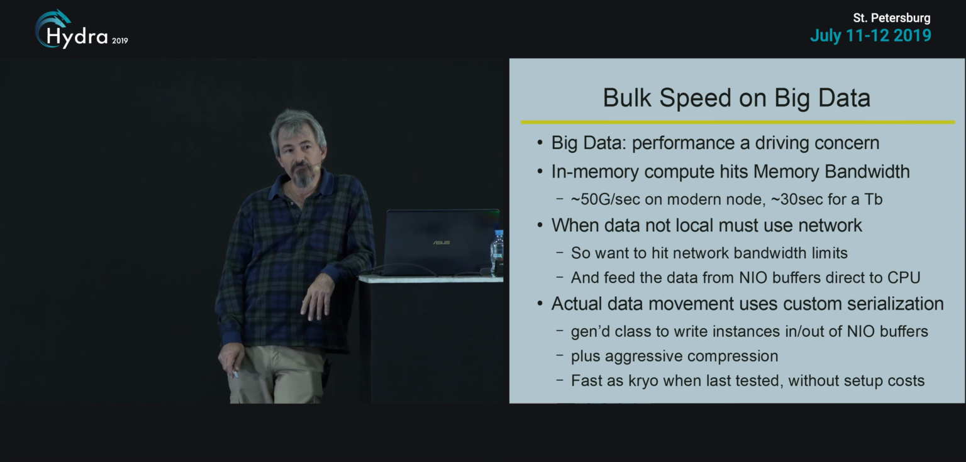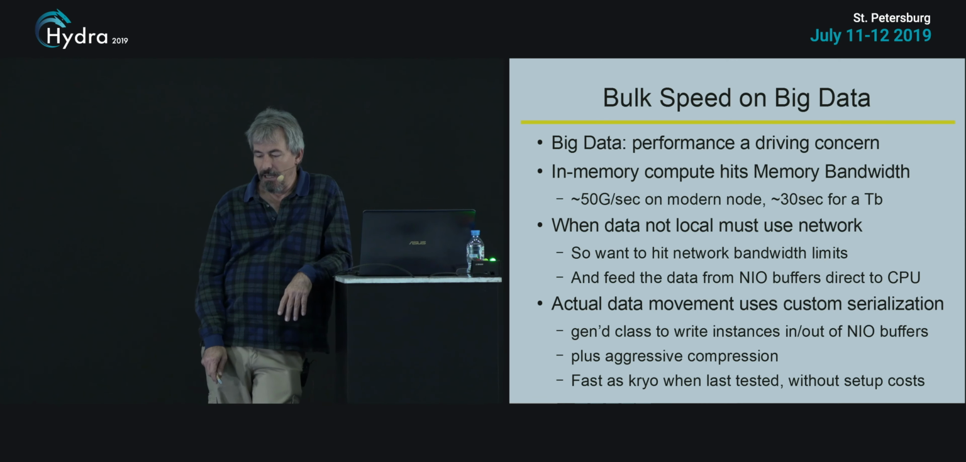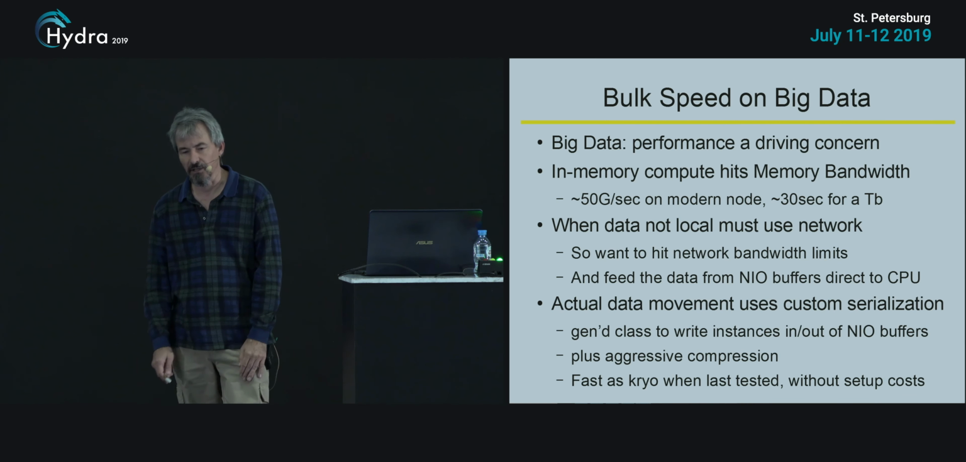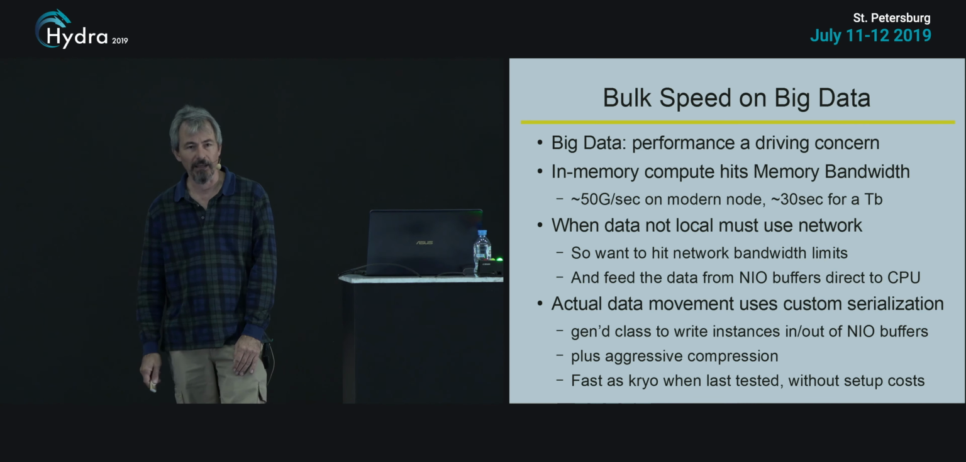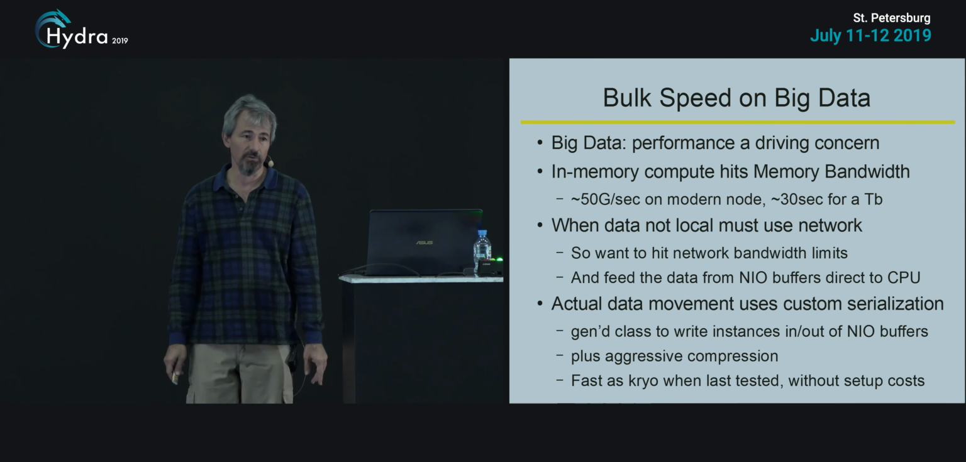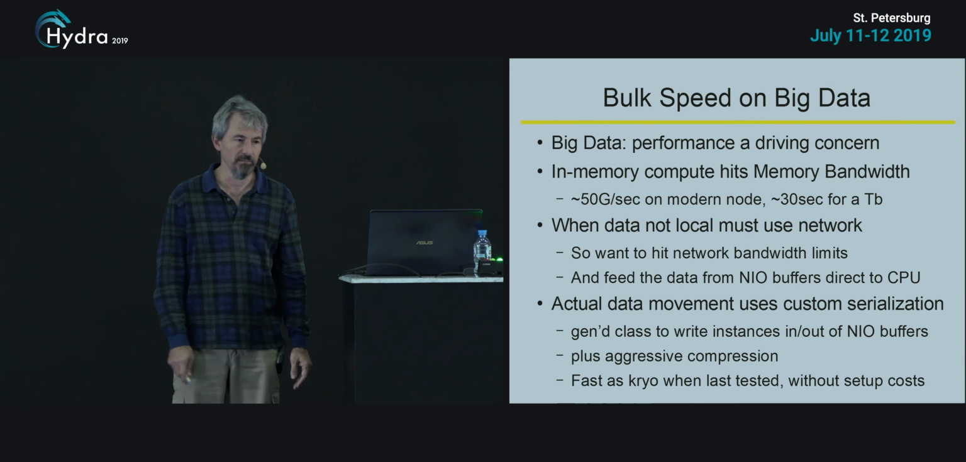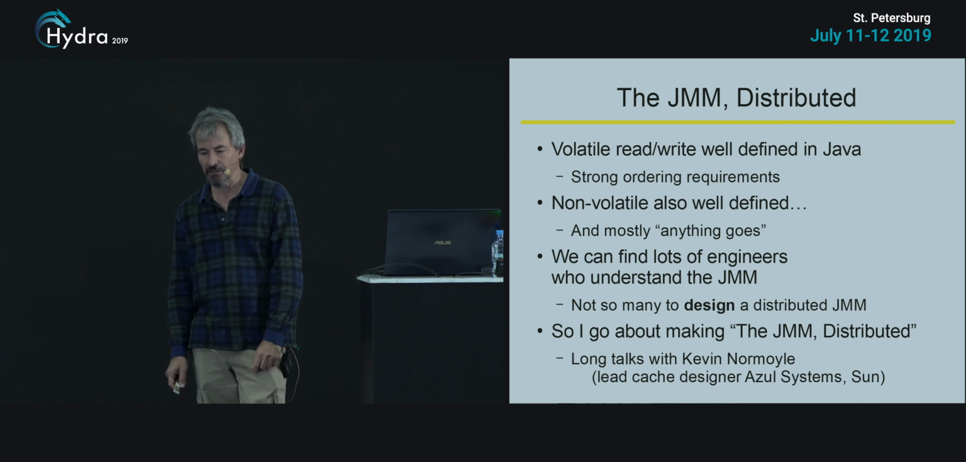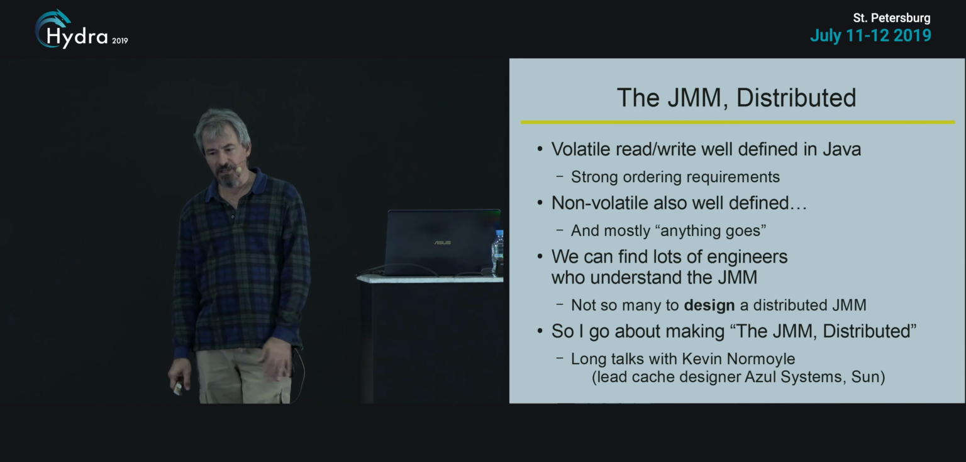So the data is mostly local most of the time, and when you have to go over the network, you load it straight from NIO buffers into CPU registers, and it never hits anything else. We do a lot of custom serialization. I'm not going to go into that today. A very aggressive compression. It was as fast as Kryo when I last tested it some years ago, without any setup costs. You just wrote Java code without any kind of setup, and we would give you basically network bandwidth limitation speeds for doing communication here, for serialization. So it's the Java memory model done distributed.